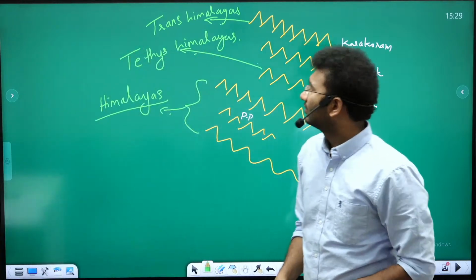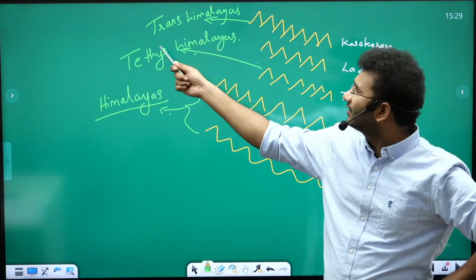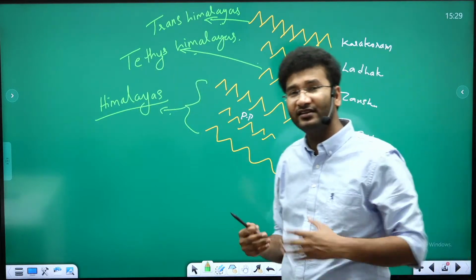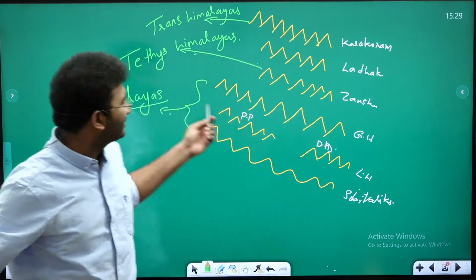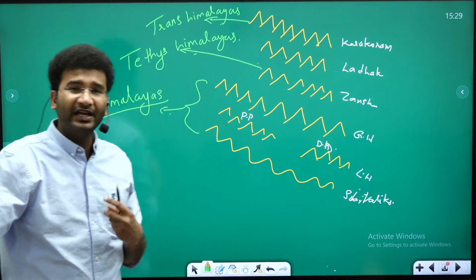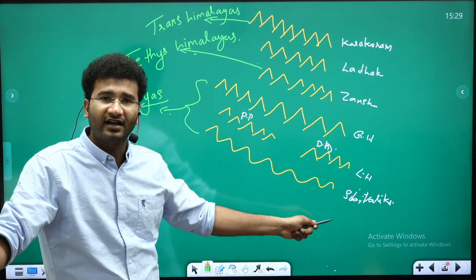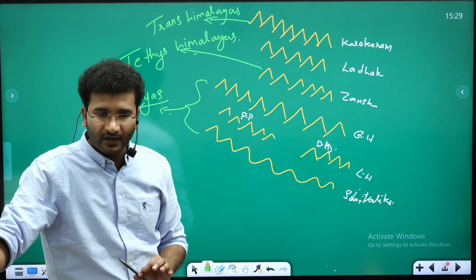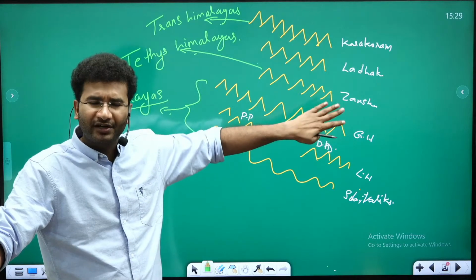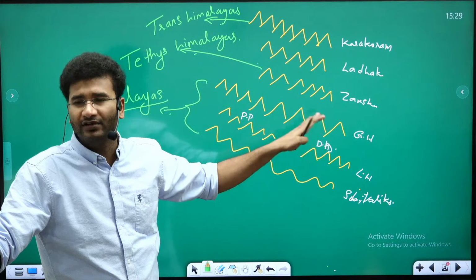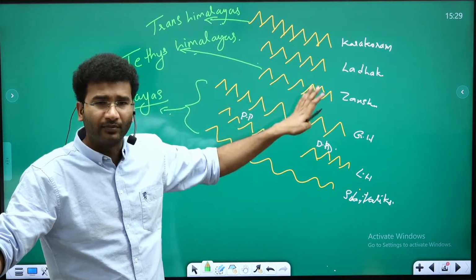The term Trans Himalayas, what is it? Tethyan Himalayas, why is the Ladakh range or Zanskar range called Tethyan Himalayas? And more specifically the major Himalayas, the actual Himalayas, are Greater Himalayas, Lesser Himalayas and Shivaliks. You need to understand the formation of these mountains, and in the optional you will study in very detail about this formation. Now how did they form?